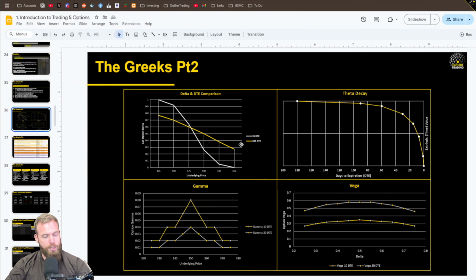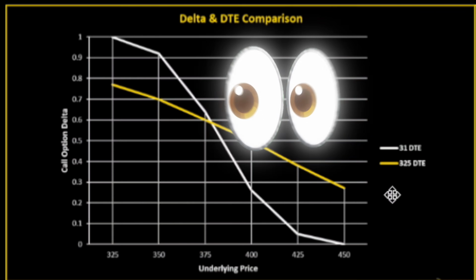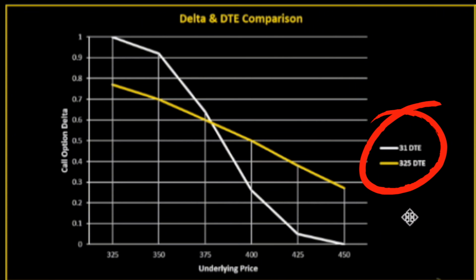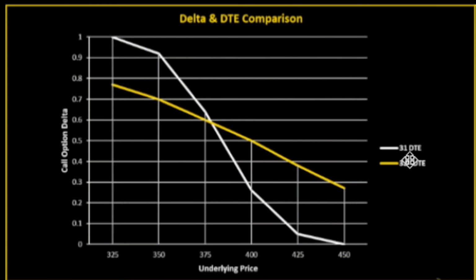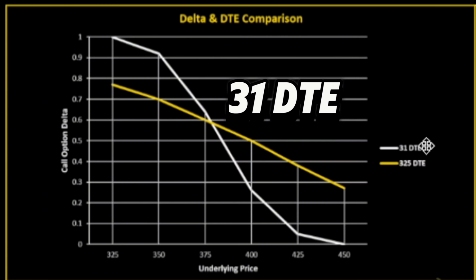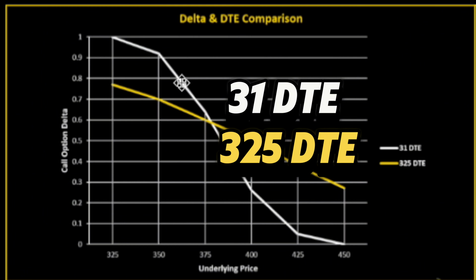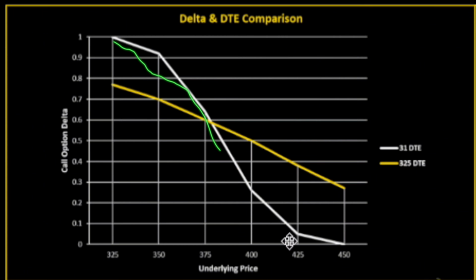So let's first eyeball how delta behaves across different expirations. Do you notice how on this 31 DTE, which is the white line, compared to the 325 DTE, the white line is actually quite steep for the at the monies as well as the further out of the money? That has everything to do with what is happening to delta as you get closer to expiration. If an option is out of the money, the delta is going to approximate to zero.